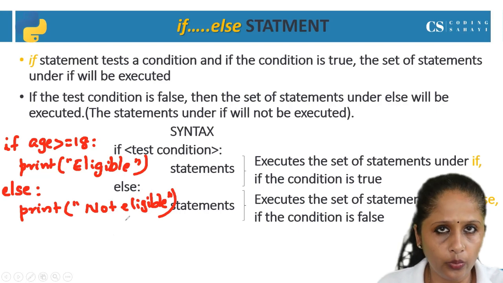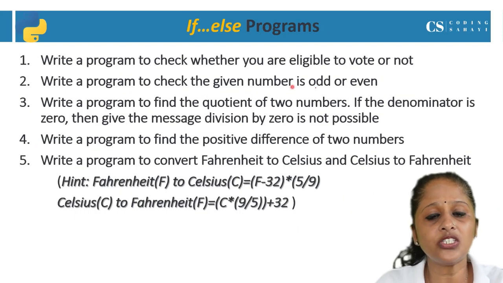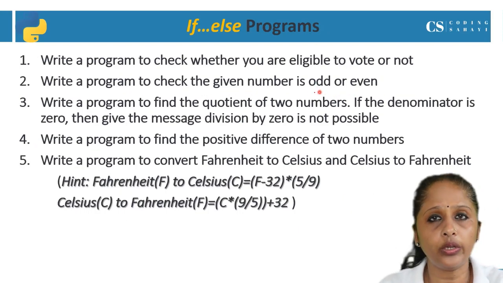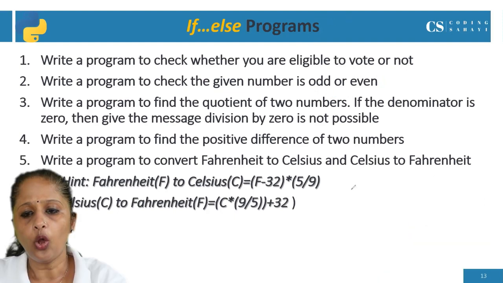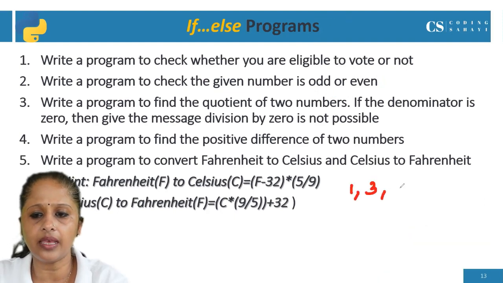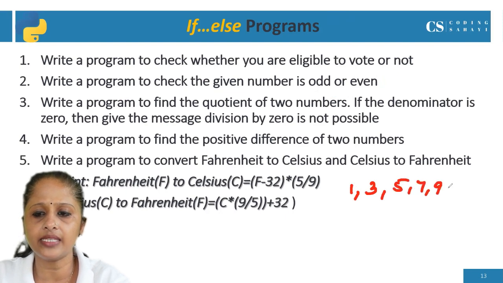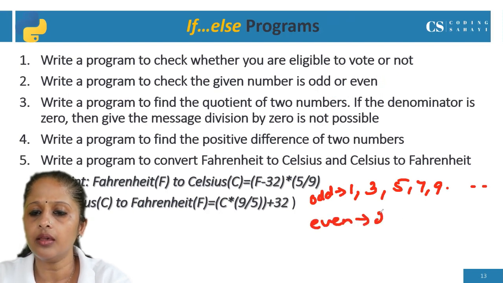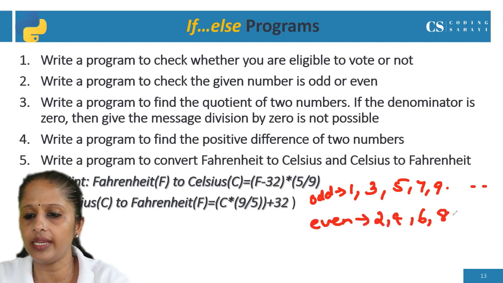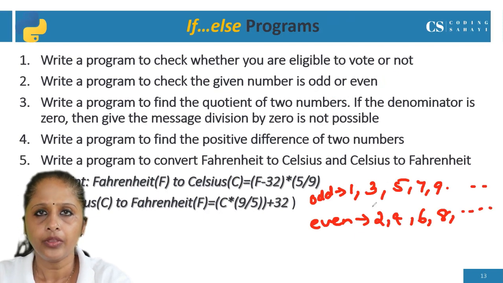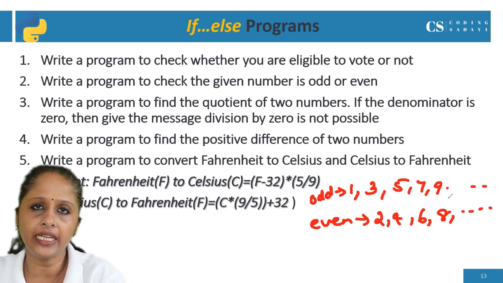We can see more programs. Write a program to check whether the given number is odd or even. So what is odd and what is even? Odd numbers, you know, are like 1, 3, 5, 7, 9, etc. These are odd numbers, right? In the same way, even numbers are 2, 4, 6, 8, etc. So what is the speciality here?